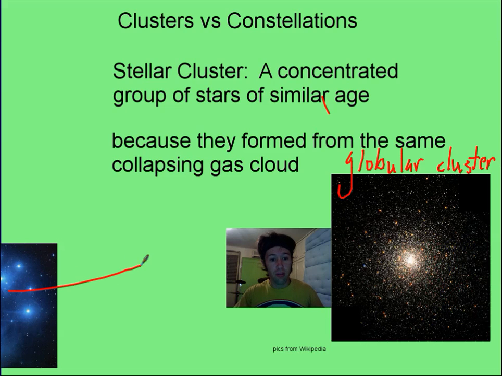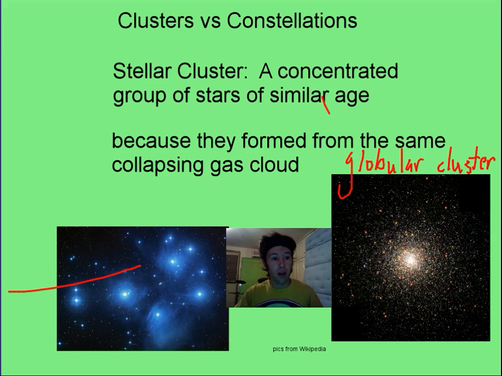The other type that you could have is what's called an open cluster, where there's not a density, but they are still quite close. There's not nearly as many as in a globular. This is my favorite. This is the Pleiades, which the Japanese name for Pleiades is Subaru, which is why they have that image on their car logo.